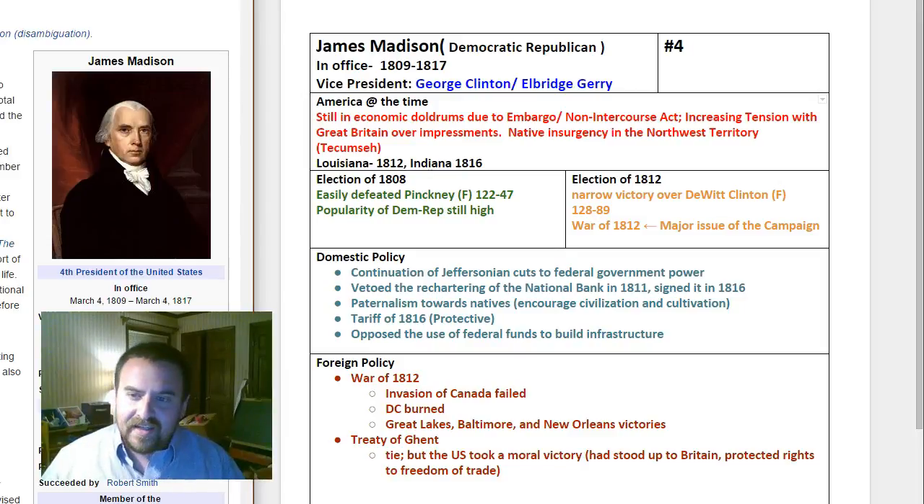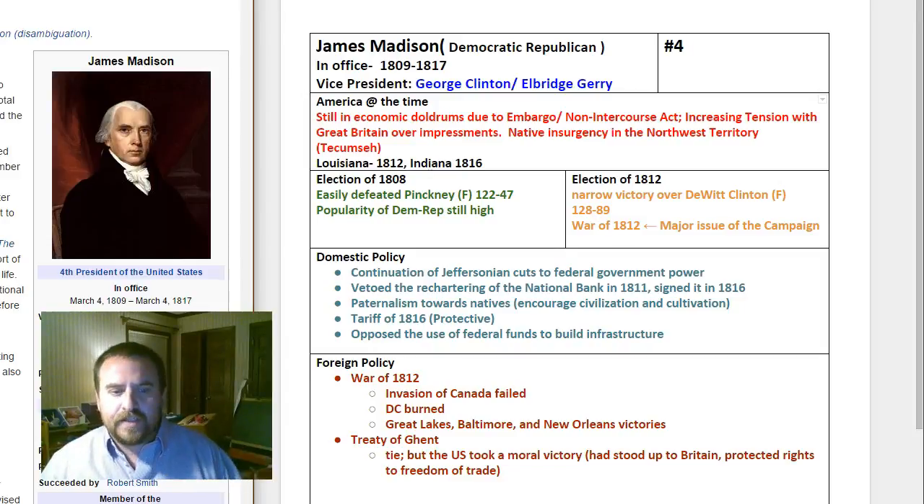A little less in 1812 because the main campaign issue in the 1812 election is this War of 1812 that Madison has already pushed Congress to vote on. They've bandied about a little bit with the War of 1812, but they're really looking to this presidential election as making the decision for them.